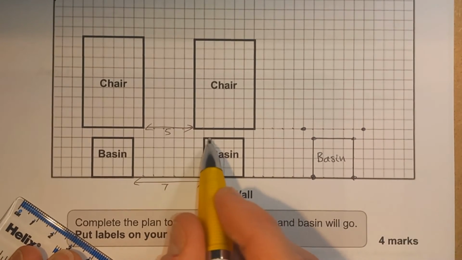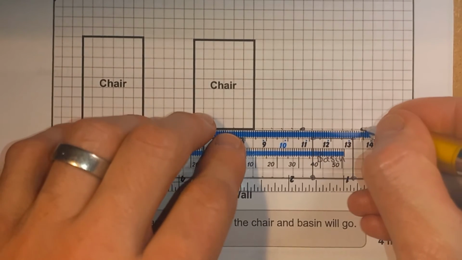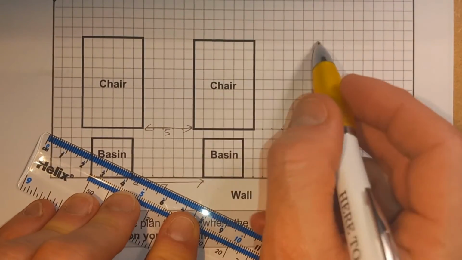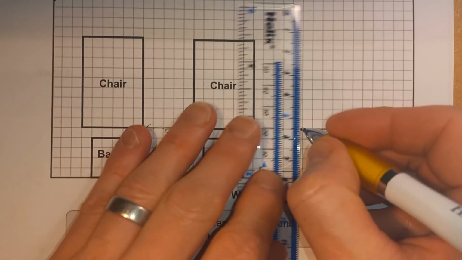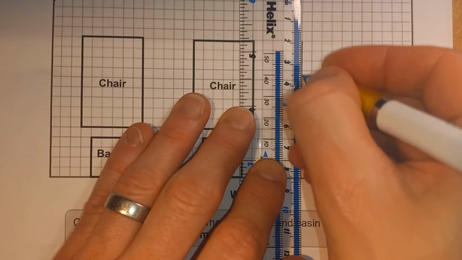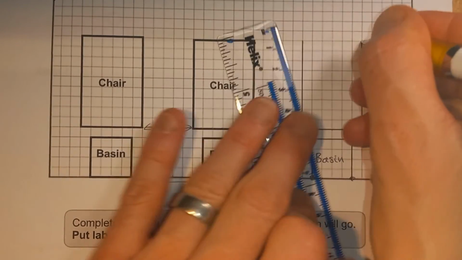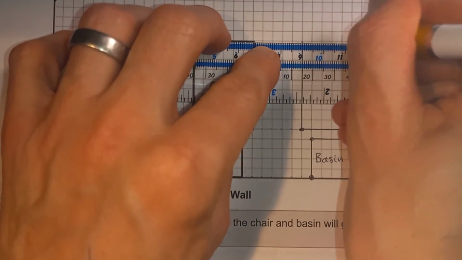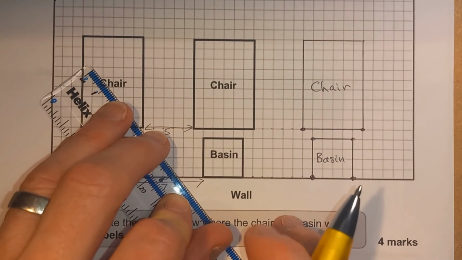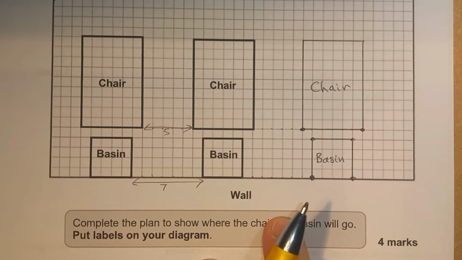And actually you can see it sticks out one square either side of the basin, which is the same as here. Okay. Now, instead of counting how high it is, I just know it's going to be in line with here and up to the same height as the other chairs. So up to there. And this one will be the same. And this is the chair. Okay. And that's our drawing done.